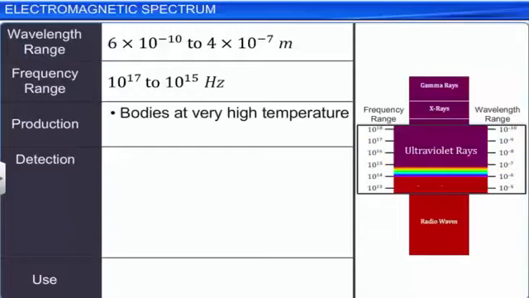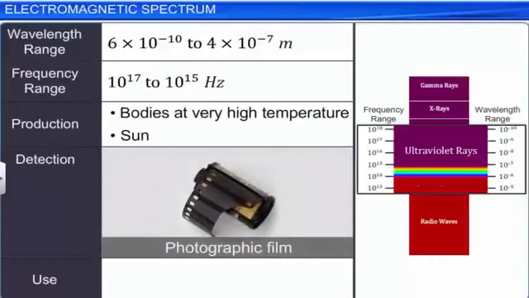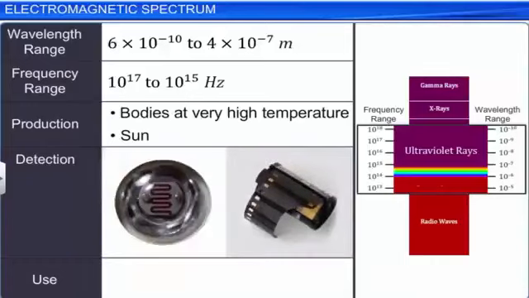The Sun is also an important source of ultraviolet rays. They can be detected by photocells and photographic films. Since ultraviolet radiation can be focused into narrow beams with very high precision, it is used in eye surgery. Ultraviolet radiation is also used to kill germs in water purifiers.